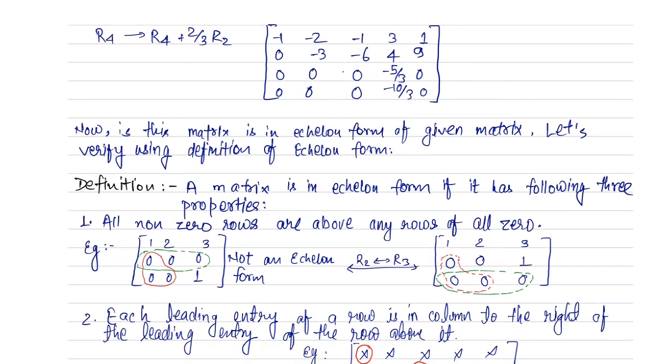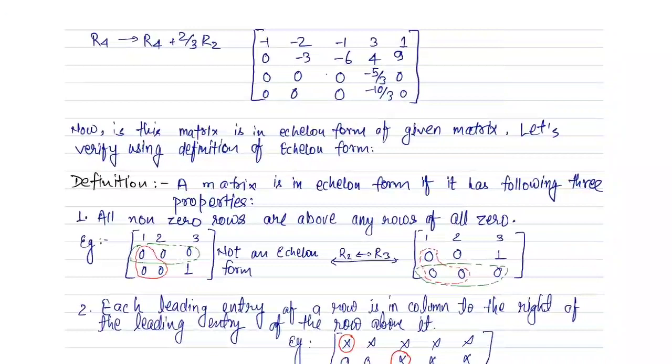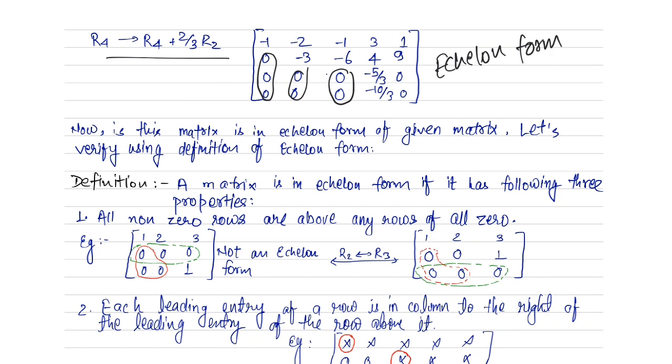Now what we will do in the row operation is R4 plus 2 over 3 R2, and from this we'll get these already 0, these 0, and now we'll get these two points also 0. So this is now reduced to an echelon form. So this is an echelon form of a matrix. So the matrix is in echelon form.